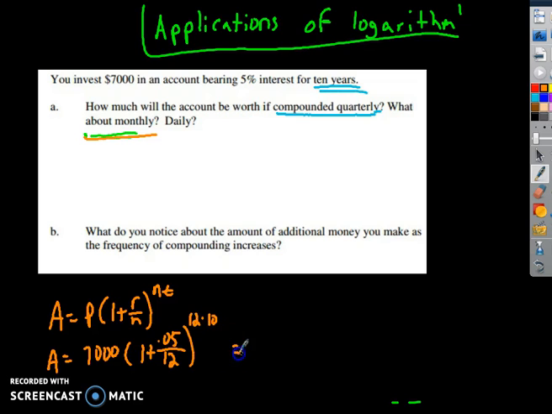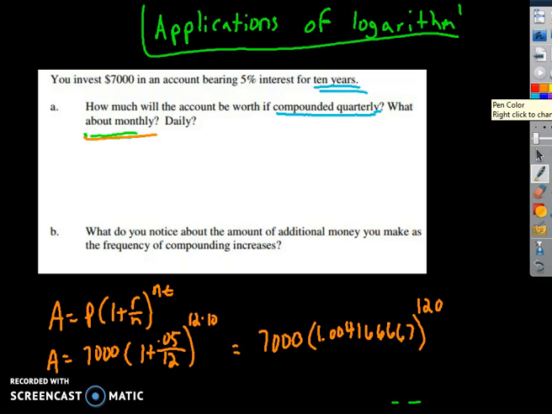So this is now 7,000 times 1.004166667. And that's raised to the 120. Because 12 times 10 is 120. So I can plug that directly into my calculator. And this time we get not much of a difference. It's $11,529 and about 7 cents.